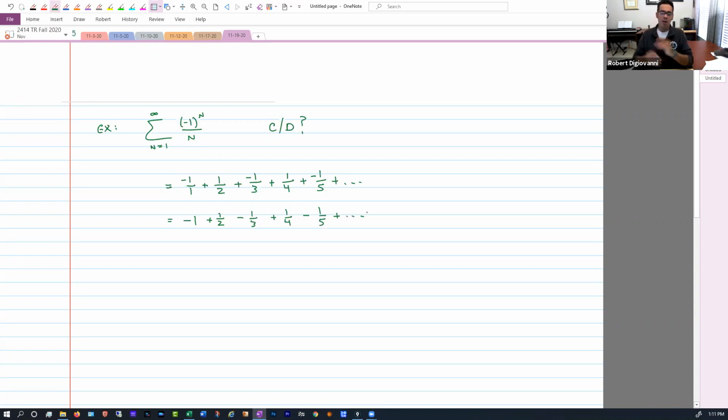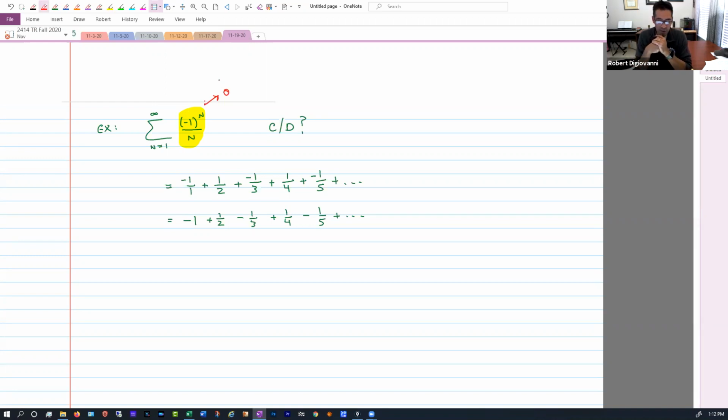Okay, so let's talk about the things that we've learned already. Nth term test, right? If we take the limit of this thing as n goes to infinity, you basically have bounded on top, right? The top's always been either -1 or 1, and then the bottom goes to infinity. That should go to 0. And since that goes to 0, that tells us nothing, right? We know nothing about it.